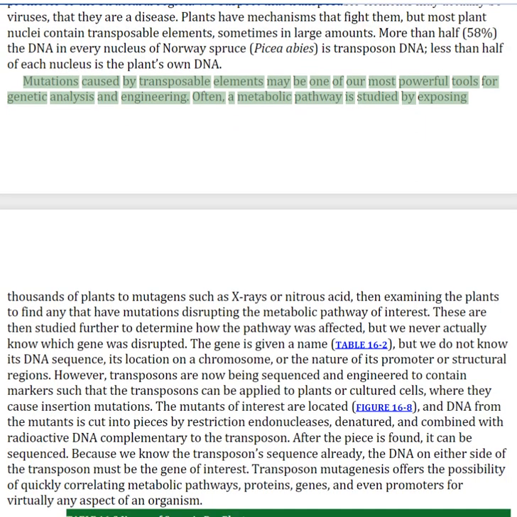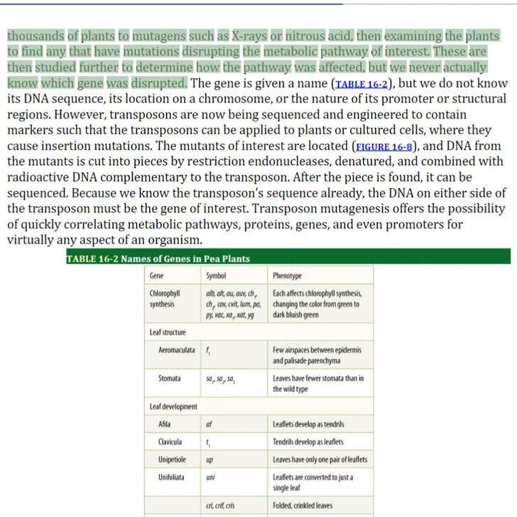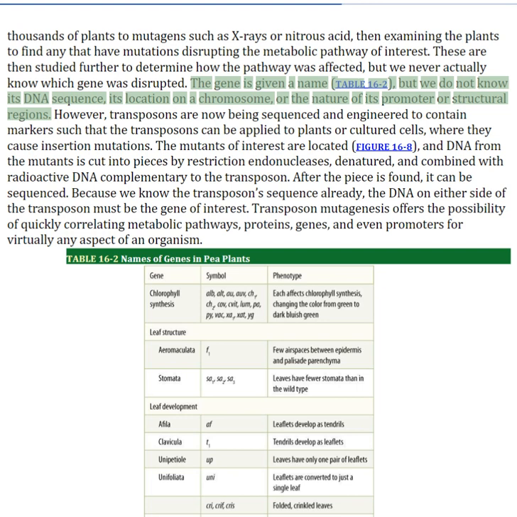Mutations caused by transposable elements may be one of our most powerful tools for genetic analysis and engineering. Often, a metabolic pathway is studied by exposing thousands of plants to mutagens such as X-rays or nitrous acid, then examining the plants to find any that have mutations disrupting the metabolic pathway of interest. These are then studied further to determine how the pathway was affected, but we never actually know which gene was disrupted. The gene is given a name, but we do not know its DNA sequence, its location on a chromosome, or the nature of its promoter or structural regions.